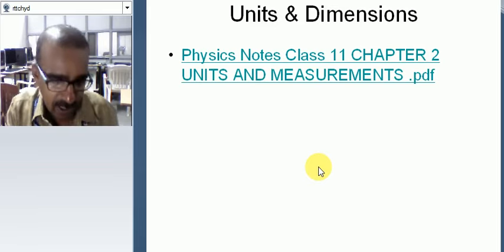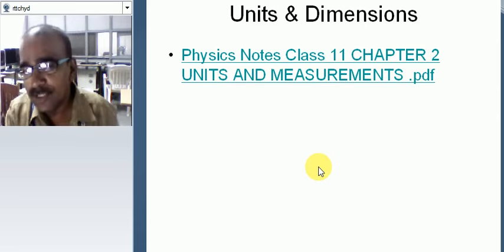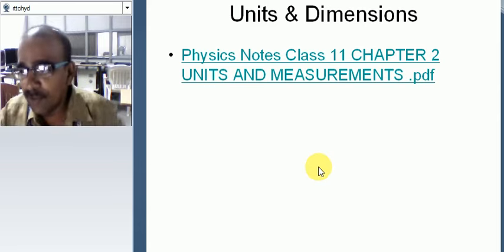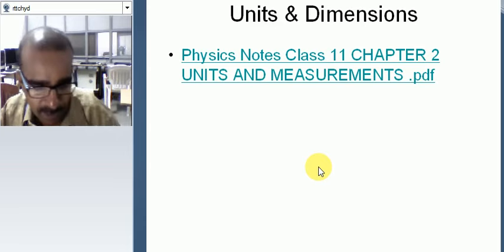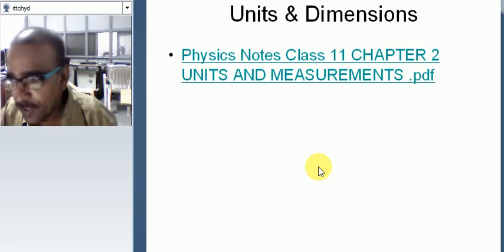There are a lot of systems of units followed worldwide. There are four types of systems. First, the CGS system, where length is measured in centimeter, mass in grams and time in second. The second is the FPS system, where length is measured in foot, mass in pound and time in second.